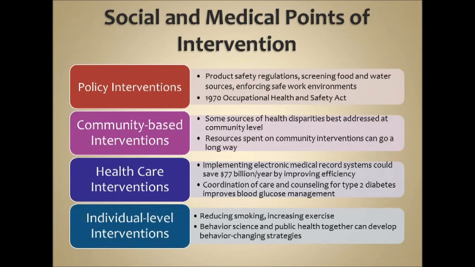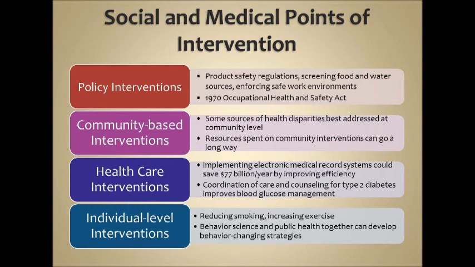To go on about social and medical points of intervention, here are some examples of these four levels of interventions. Important policy interventions include safety regulations, screening food and water, coming up with safe work environments, and OSHA, of course, is wonderful. Community-based interventions, like I was saying, try to attack health disparities at the community level, and resources can be spent on community interventions that go a long way.